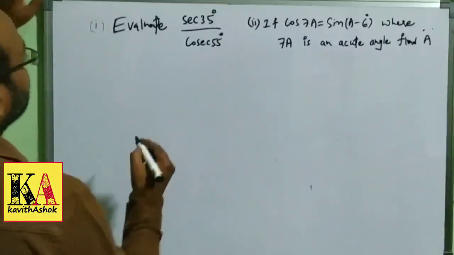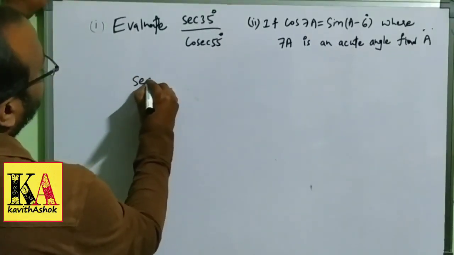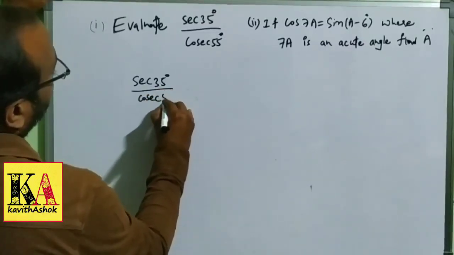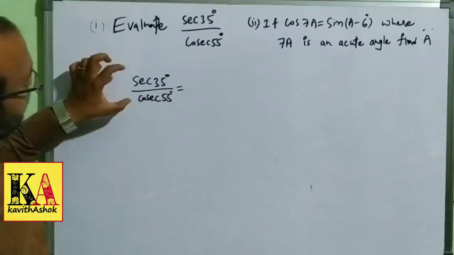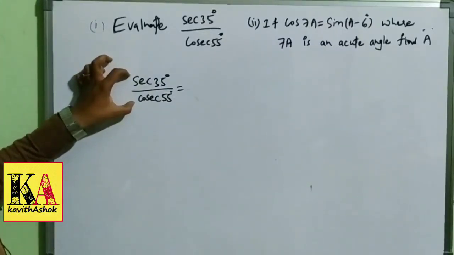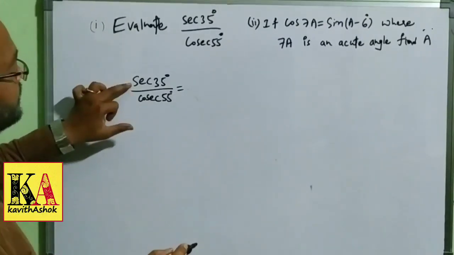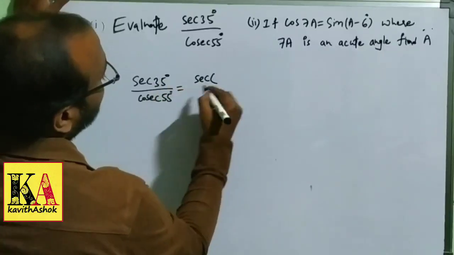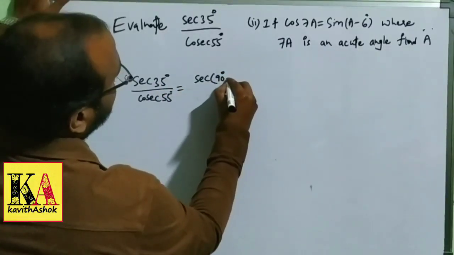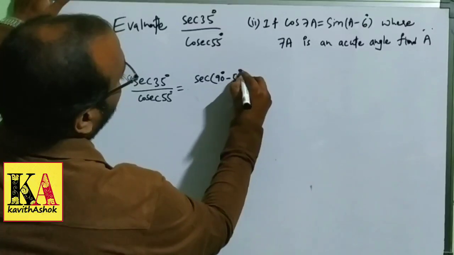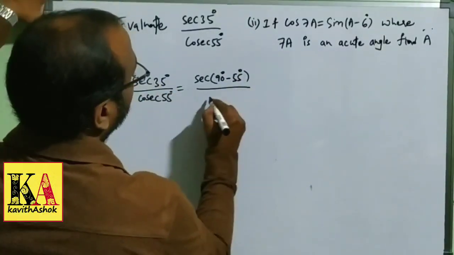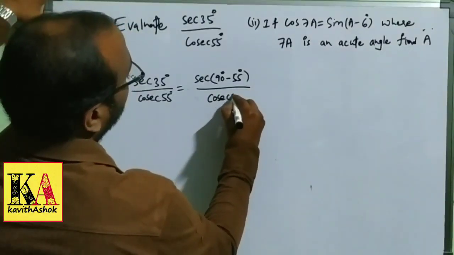Look here now. What is given? Sec 35 degrees by cosec 55 degrees. We already know sec and cosec functions are co-functions. So we will convert either cosec to sec or sec to cosec. Now we will convert the sec. Sec 35 degrees I am writing as sec of 90 degrees minus 55 degrees. Why? Because 90 minus 55 will become 35, over cosec 55 degrees.